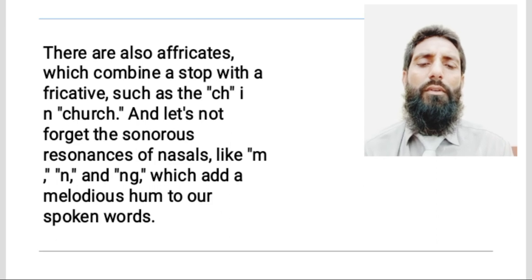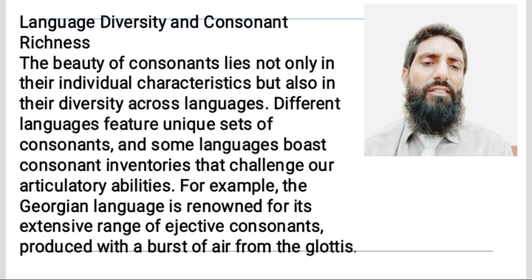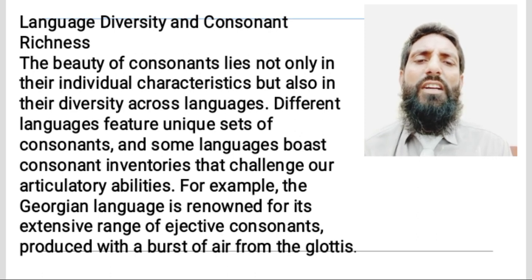Language diversity and consonant richness. The beauty of consonants lies not only in their individual characteristics but also in their diversity across languages. Different languages feature unique sets of consonants, and some languages boast consonant inventories that challenge our articulatory abilities.